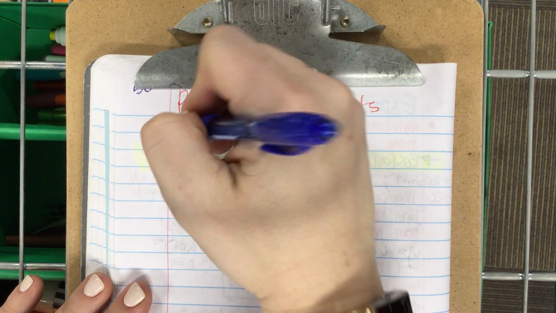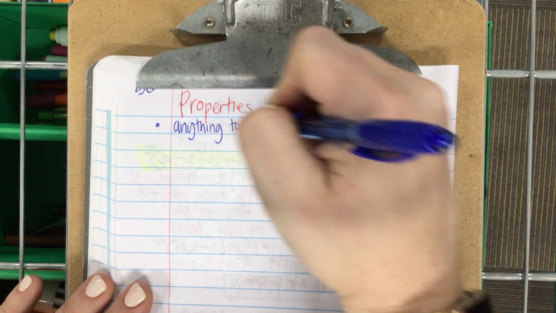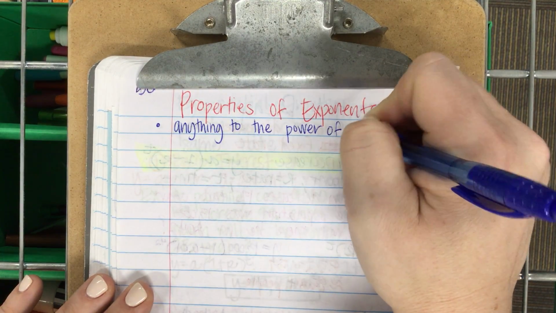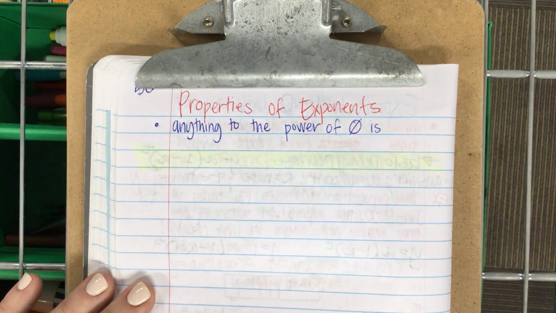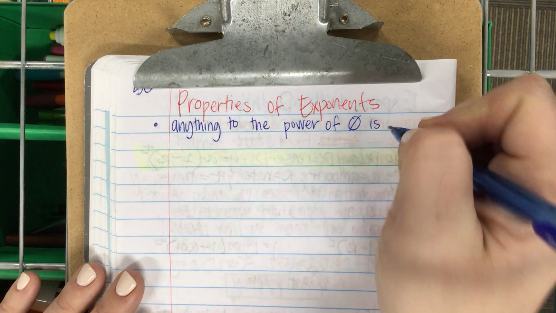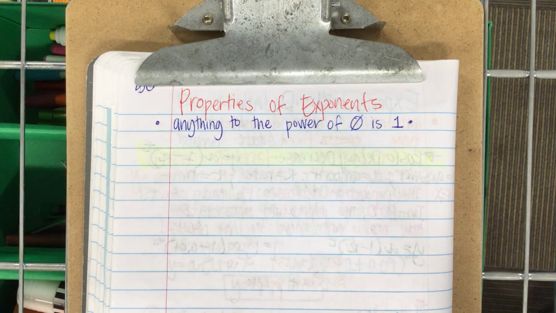My first is anything to the power of 0 is what? Anything to the power of 0 is 1. So that's sometimes a pretty simple fact that we forget about. Anything to the power of 0 is 1. And I'll show you a little bit of why. We're not going to put this in our notes because we've got too much stuff to write.